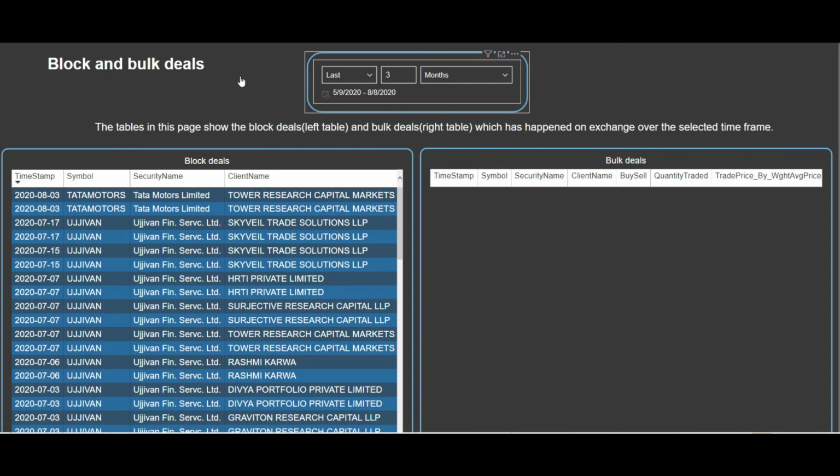Okay, friends, with this we have covered all the 8 pages of this dashboard. As we move on in this tutorial series, we will cover each individual page in detail and we will see each data point which we have covered in that particular page.